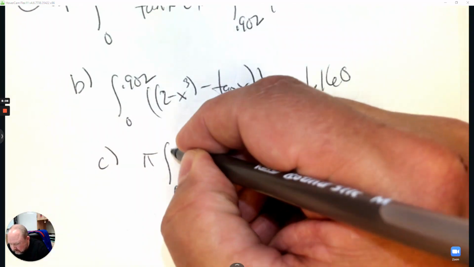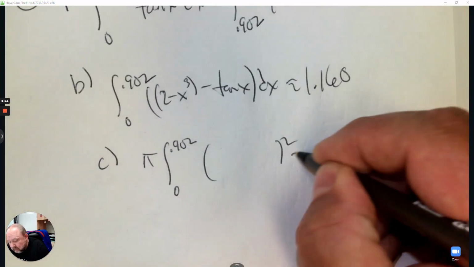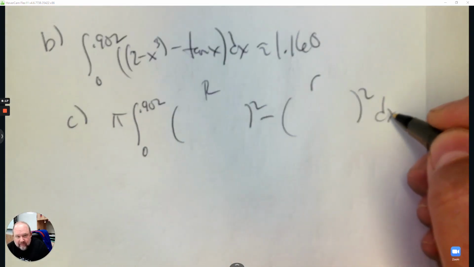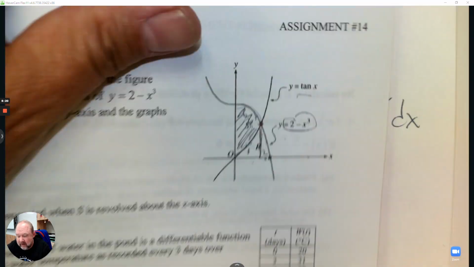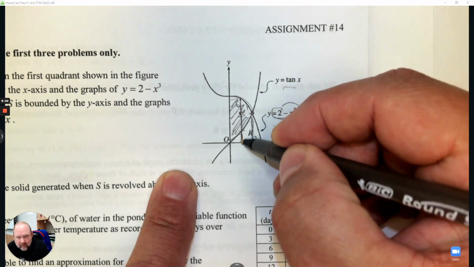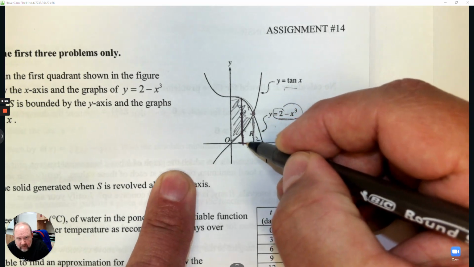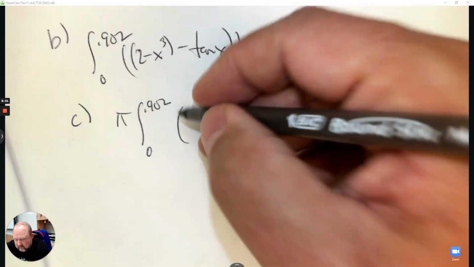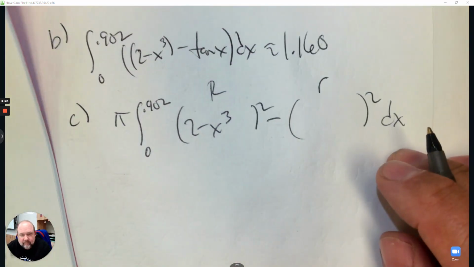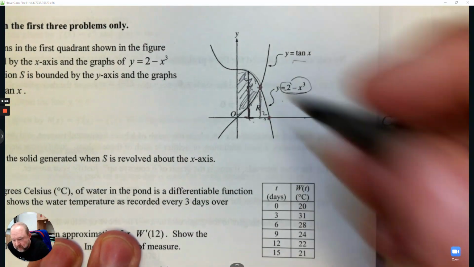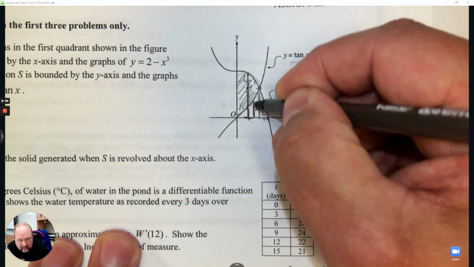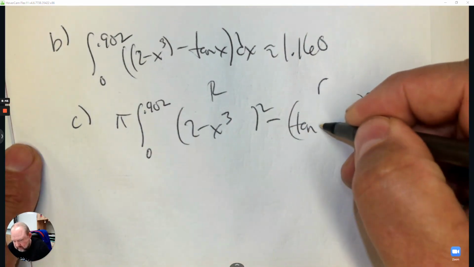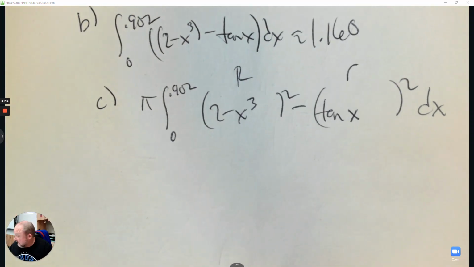For S, it goes from 0 to 0.902, and we need 2 circles, a big radius and a small radius that we're going to subtract. So the big radius goes from the top all the way down to what you're revolving around. So right here, from the top all the way to what I'm revolving around. So that is 2 minus x cubed, subtract 0, or just 2 minus x cubed. And then the small radius goes from the bottom of that to what I'm revolving around. So that's tangent, subtract 0, or just tangent.